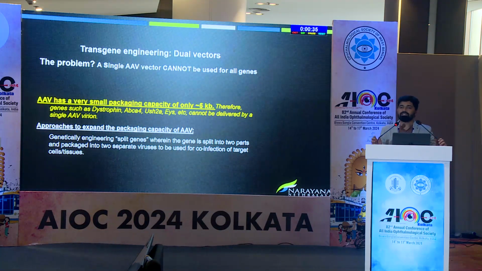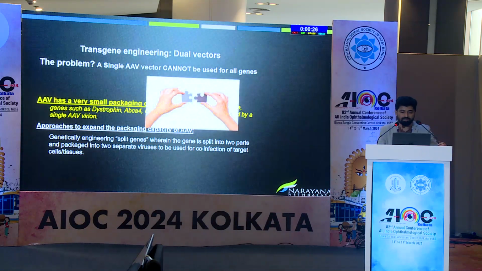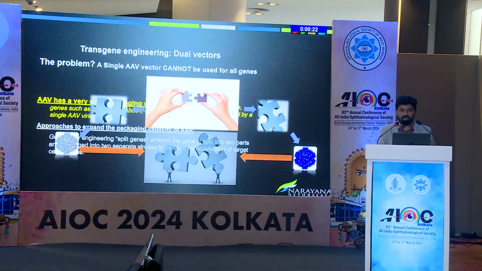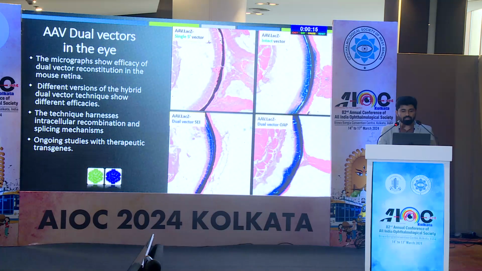There are some challenges when it comes to larger genes like ABCA4 and USH2A, because these cannot be loaded into single vectors, as the cargo capacity is limited. So we came up with a novel dual vector strategy where we split the gene into 2 halves and load them into separate vectors. Once they are co-infected, they reach the target site and produce the expected proteins. These are the histological studies which we did last time.